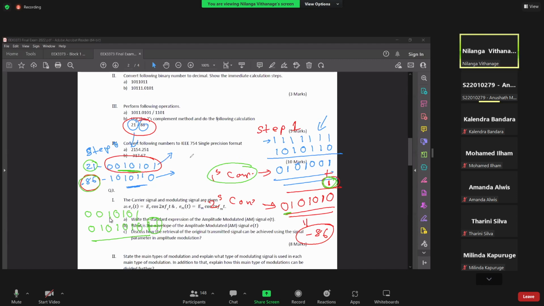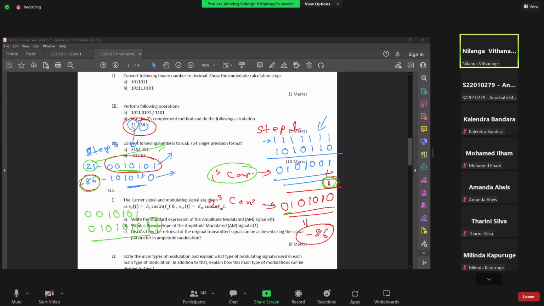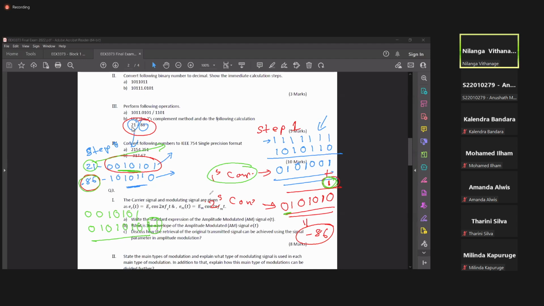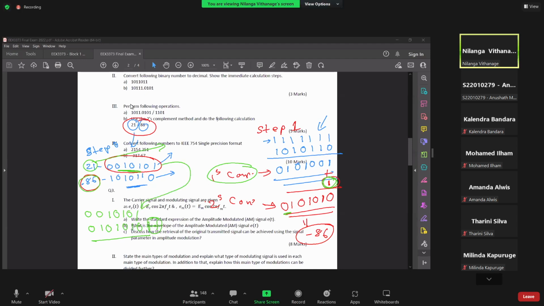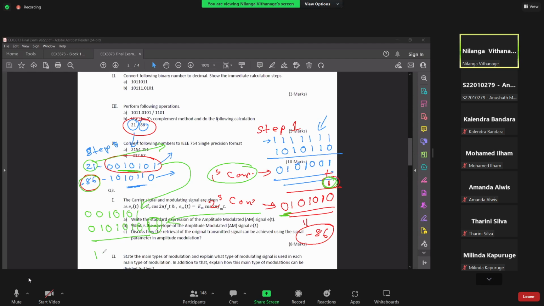No, actually, the 2's complement method is for representing binary values. Sorry, minus values, not for plus values. Plus values you can take directly, but when it comes to minus values, there are several steps, right? So you can take this one like this, and you only have to calculate the minus value like this. You can put this value here, and you can do the addition, right? Then you get this value.